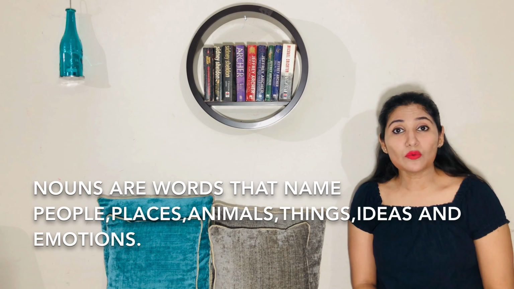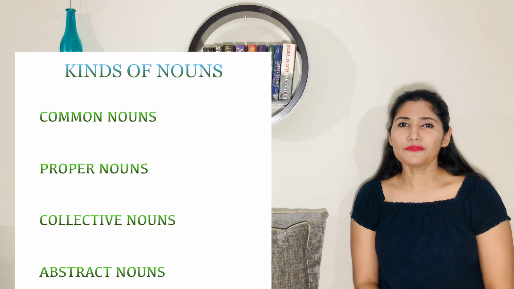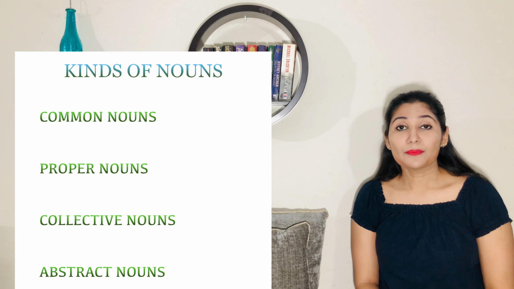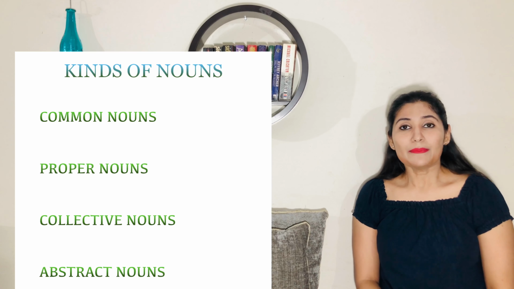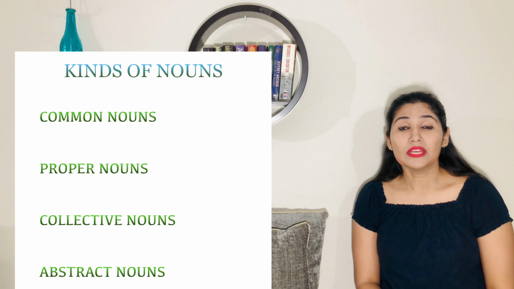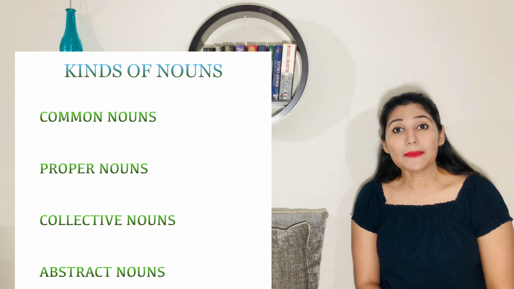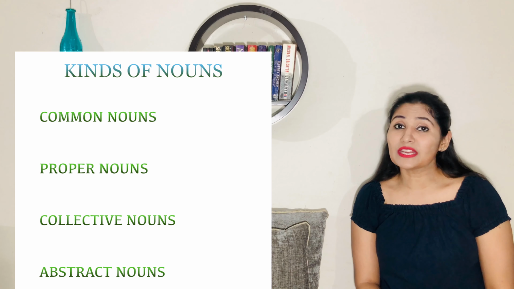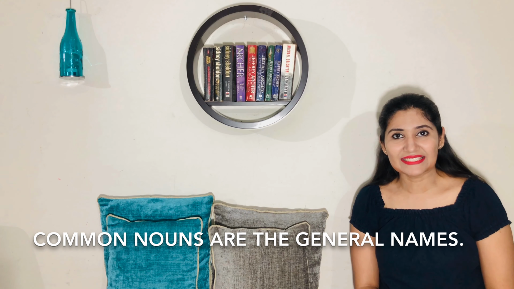Nouns are naming words. Names of person, place, things, animals, emotion or an idea. There are four kinds of nouns: common nouns, proper nouns, collective nouns, and abstract nouns. Basically, common, proper, and collective nouns are the names given to things or persons or places which exist physically. Whereas, abstract nouns mean an idea or an emotion which is not physically present. It is abstract. Let's talk about them at length.